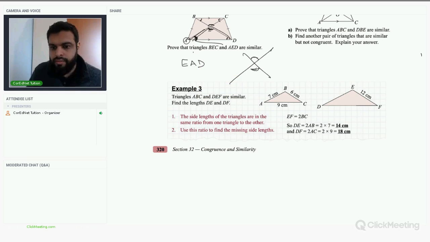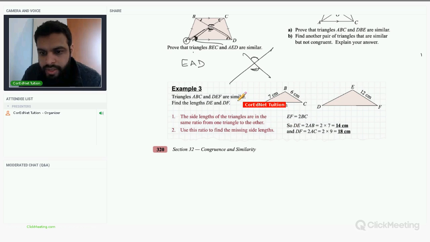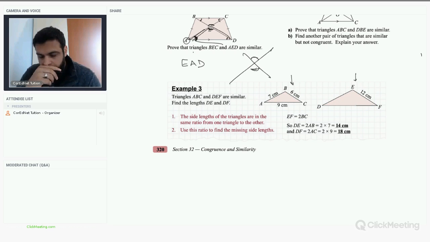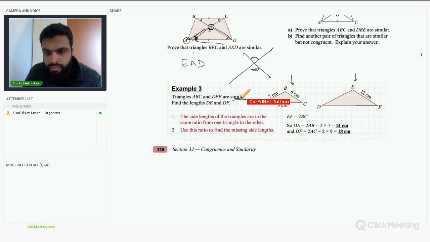Right, okay guys, so let's look at example 3 now. We've got triangle ABC and DEF here and here. It says the triangles are similar, so that's very important. It's been given to you.